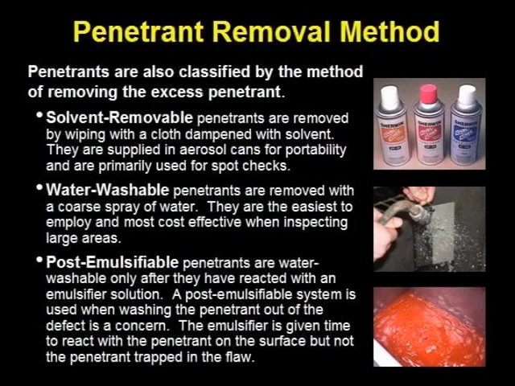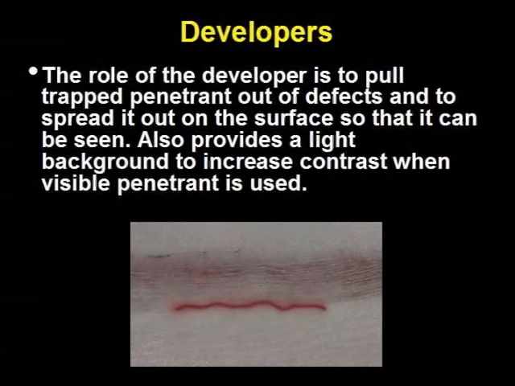Different penetrants are designed to be removed by different methods. They are classified by the method of removal. There are solvent removable, water washable, and post-emulsifiable penetrants. The post-emulsifiable system uses an emulsifier solution to make the penetrant water washable. The emulsifier reacts with the penetrant on the surface, but not in the flaw, thus providing an advantage when there is concern about washing the penetrant out of the defect.